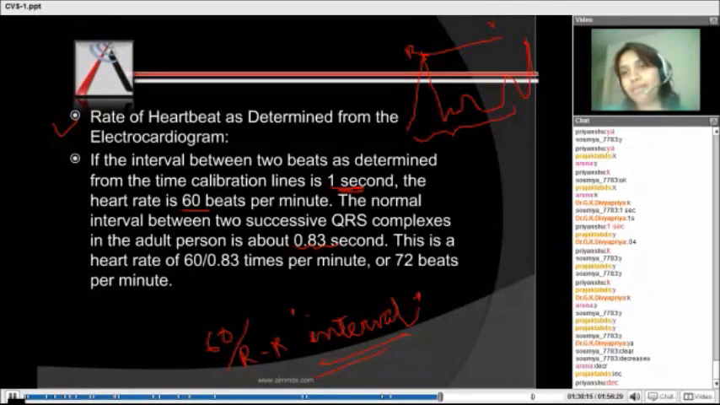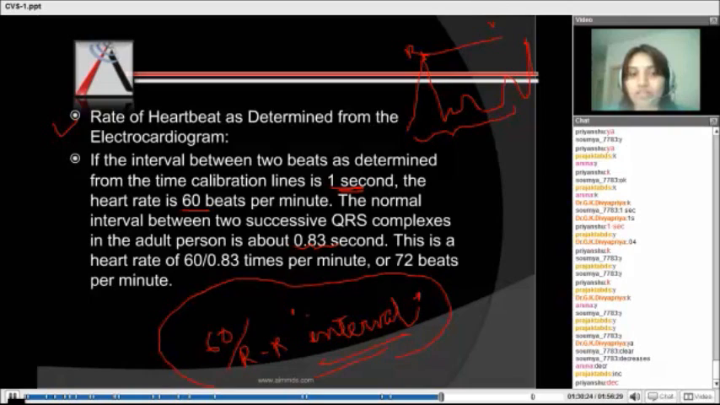Why do we use mathematical things? Why do we use mathematical things to understand the theory? So that we don't have to stress our brains. So just keep the formula in there and you understand the relation of the RR interval to the heart rate. Clear?